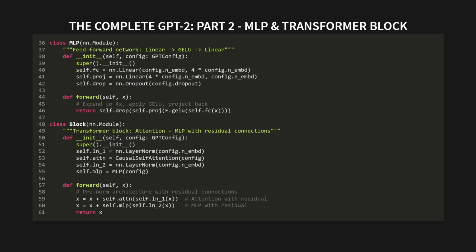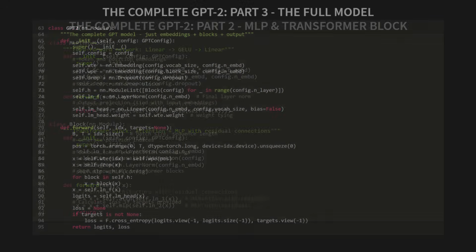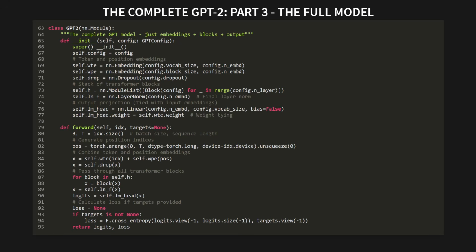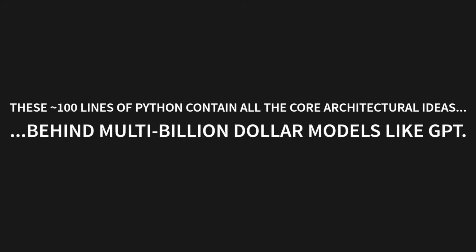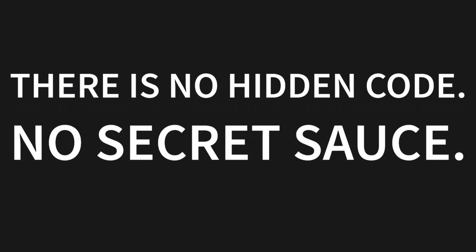And finally, you put it all together into the full GPT-2 model class. It's just the embeddings, those transformer blocks we saw, and an output layer. That's it. These roughly 100 lines of Python contain all the core architectural ideas behind multi-billion-dollar models like GPT. There is no hidden code, no secret sauce.